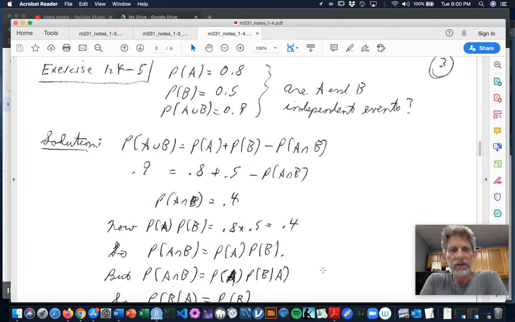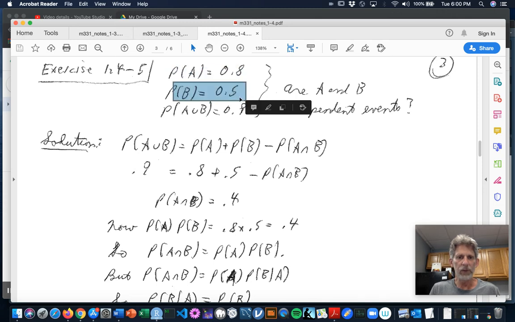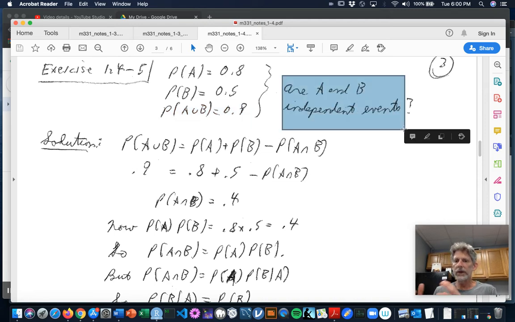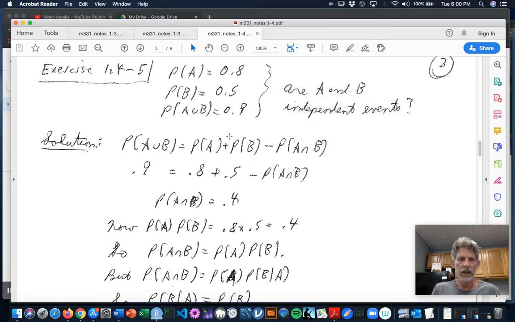Let's try some exercises here. Exercise number 5 says, I'm just thinking about a couple of events, A and B. And I'm going to tell you that the probability of A is 0.8, and the probability of B is 0.5, and the probability of A or B occurring is 0.9. From that, can you tell whether or not A and B are independent events?